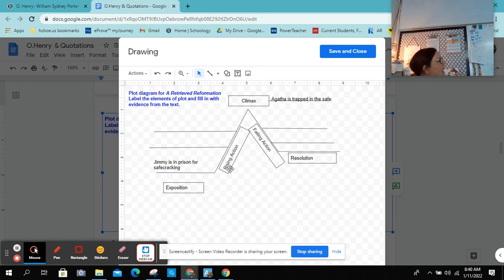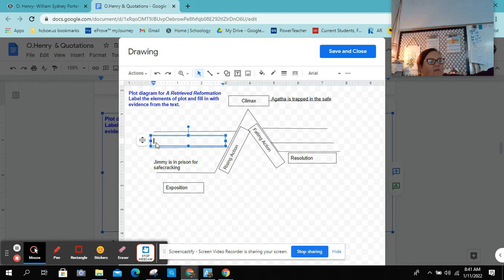All right, the rising action. These are the events that happened during the beginning, middle of the story. Okay, so what events happen before Agatha is trapped in the safe? There was talking and asking about marriage. Two big events that happened in between the exposition and the climax.